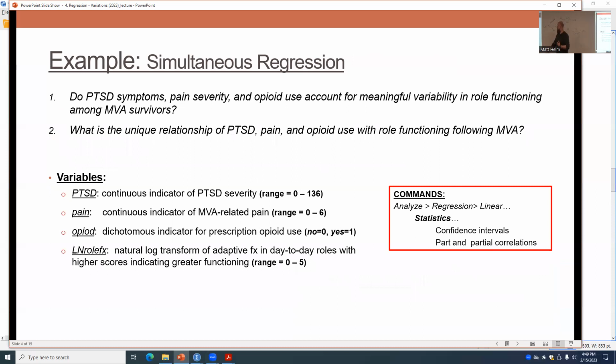All right. So we went through, and this was our example. We looked at whether PTSD, pain severity, and opiate use account for meaningful variability in role functioning among accident survivors, right? What's this question asking about? What statistic do we get that addresses part one?